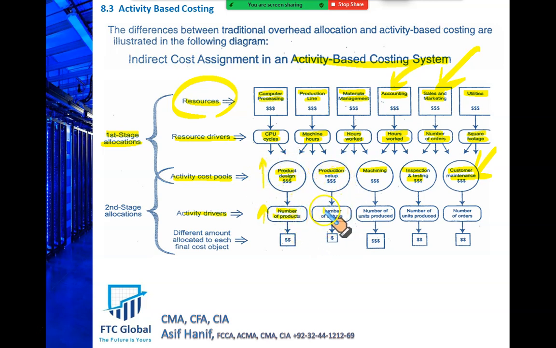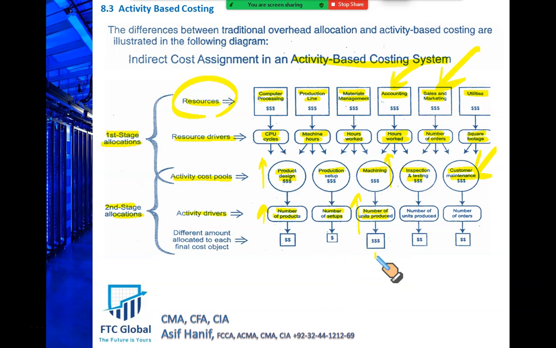Production setup: if you set up more production setups, your production setup cost will go up. Number of units produced: if you produce more units, the machining cost would be more. So now in the second stage allocation, we will establish activity cost pools, and through these activity cost pools, we will be able to identify certain rates. Based upon these rates, an item that causes less trouble and less effort will cost less, and products that take more designing cost, more machining hours, or inspection testing will carry more costs.